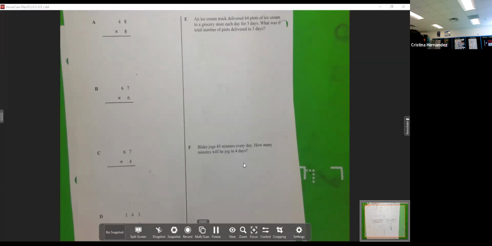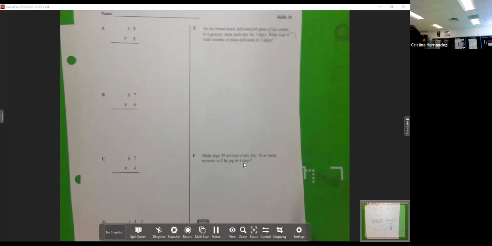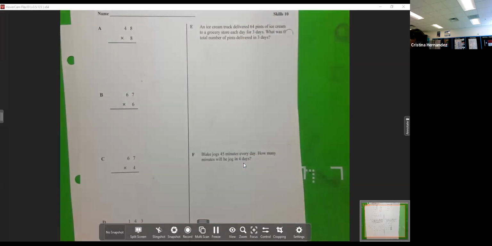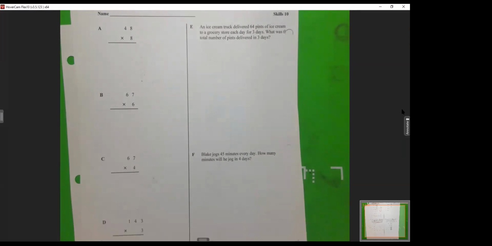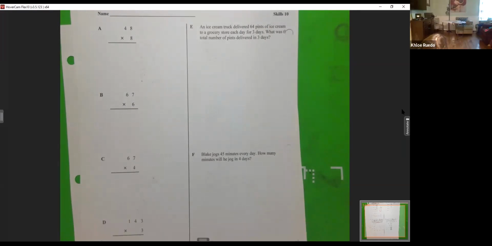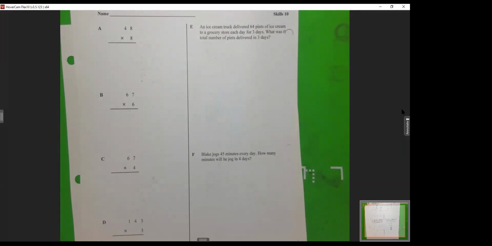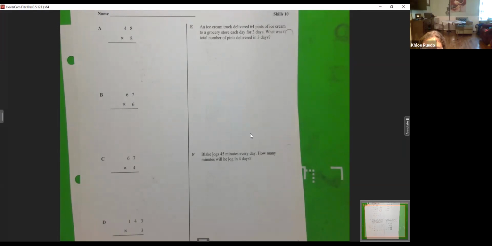Are we ready? We have skills 10, or we're still looking? It's in the green. Look for skills 10. Natalie, you can work these down on your paper. I think I passed it. Just keep swimming. Okay, found it.